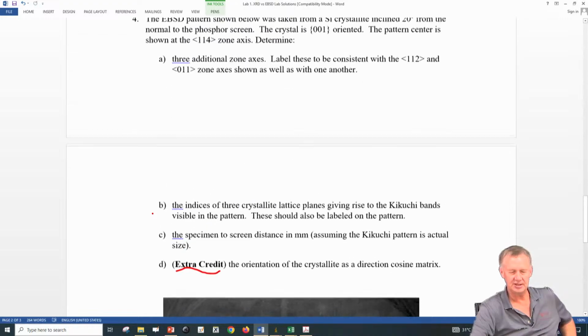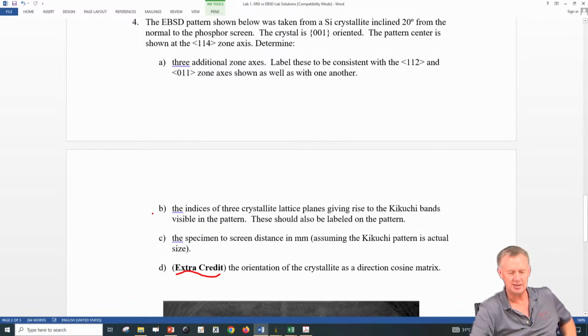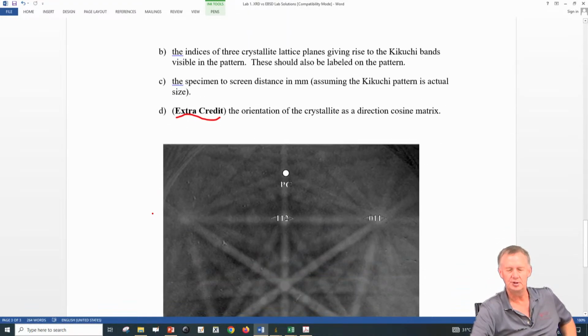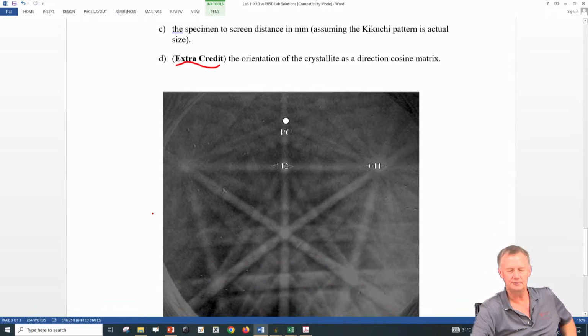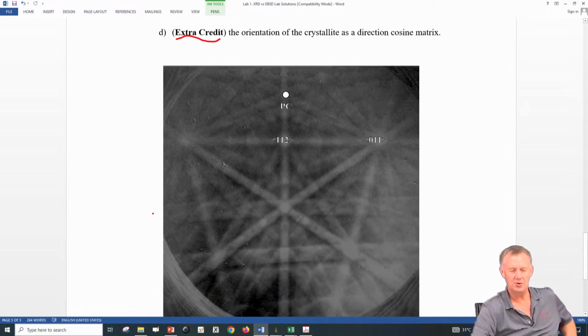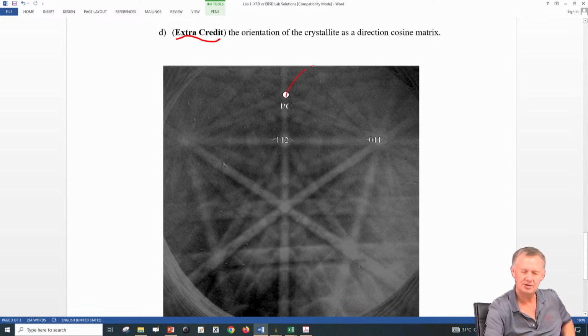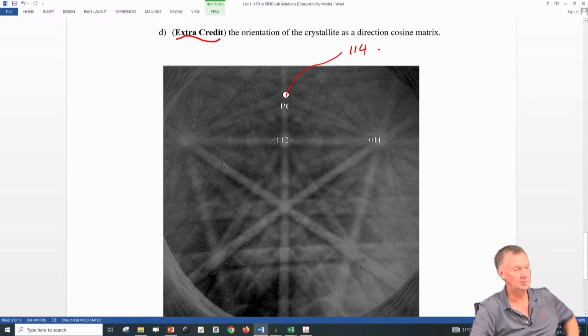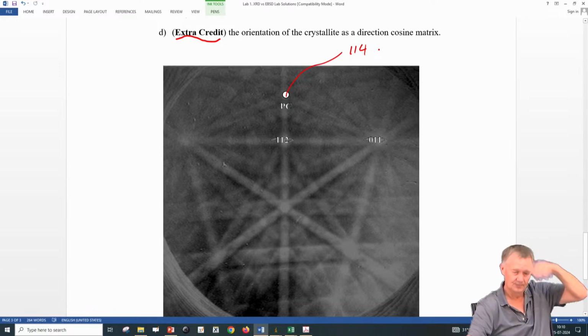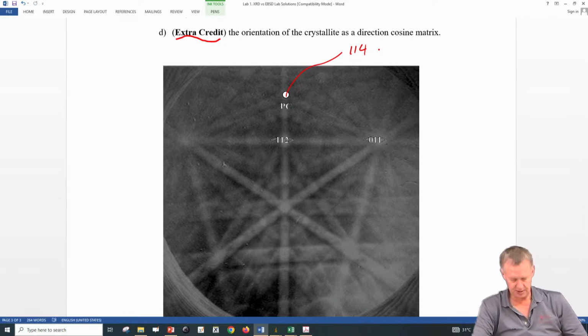All right, so the first thing it says is let's do 3 additional zone axes and the axes of 3 Kikuchi bands. Now we know this is silicon calibration sample, and we've said the pattern center is at... So what do we do? How do we get the information? How do we get more zone axes, and how do we get the Kikuchi band indices?